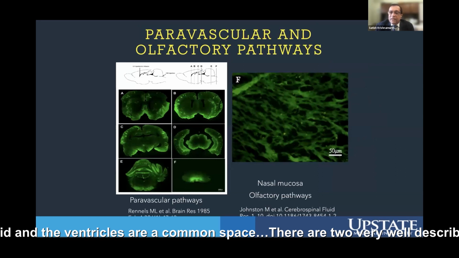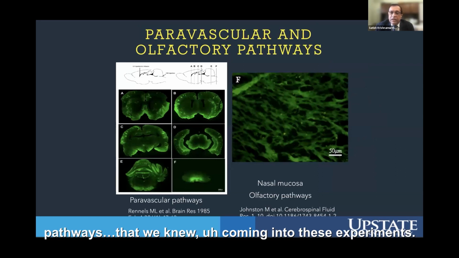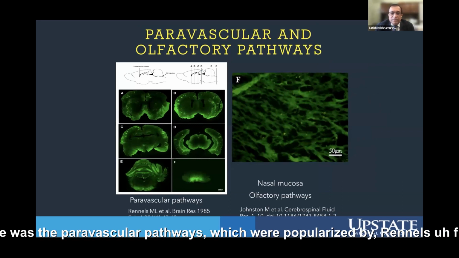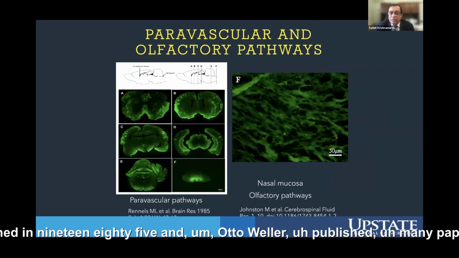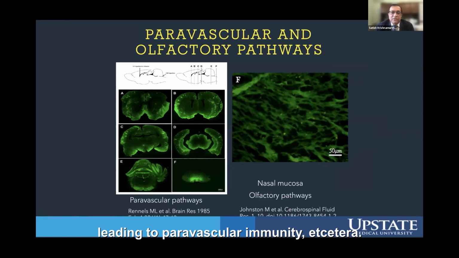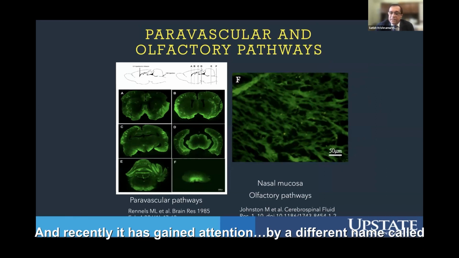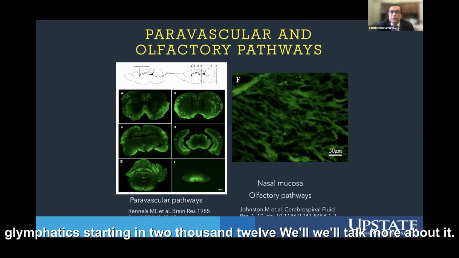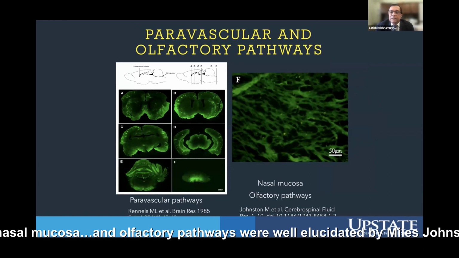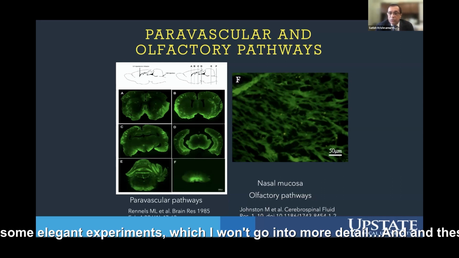There are two very well described pathways that we knew coming into these experiments. One was the paravascular pathways, which were popularized by Reynolds, first published in 1985, and Otto Weller published many papers leading to paravascular and immunity, etc. And recently it has gained attention by a different name called glymphatics, starting in 2012. We'll talk more about it. And nasal mucosa and olfactory pathways were well elucidated by Miles Johnston.